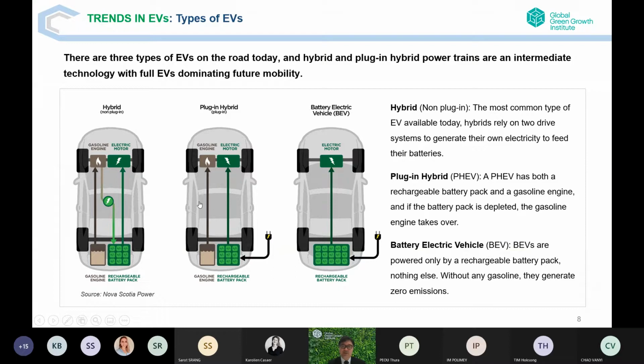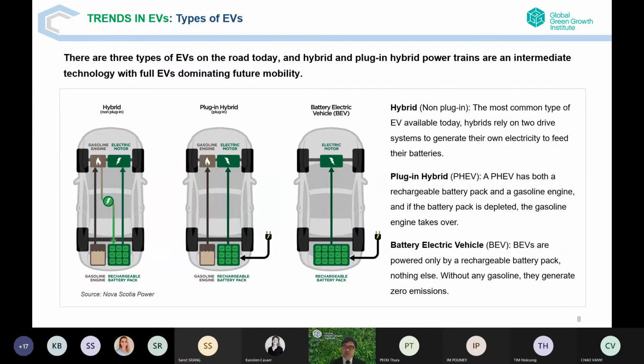Hybrid, which we sometimes call non-plug-in. So this one is a hybrid. It is the most common type of electric vehicle available today. The hybrid relies on a two-drive system to generate its own electricity to feed its battery. Plug-in is quite similar to the hybrid, but a plug-in can directly recharge its battery. And battery electric vehicles are powered only by a rechargeable battery pack, nothing else. So without any gasoline, they generate zero emissions.